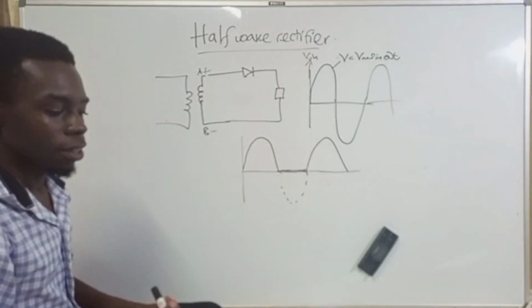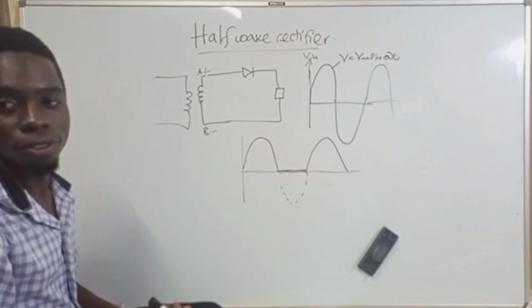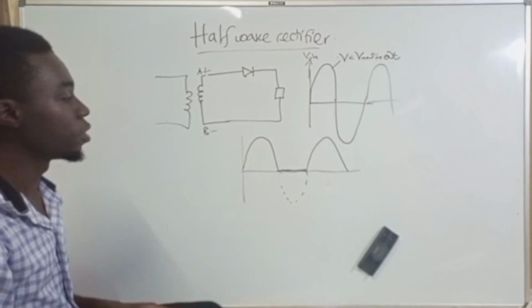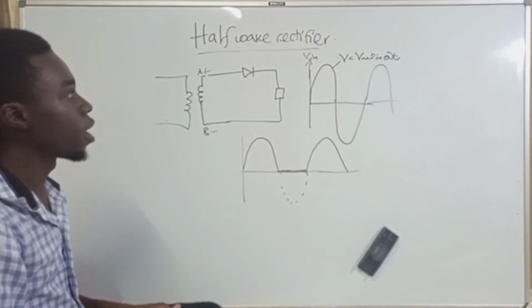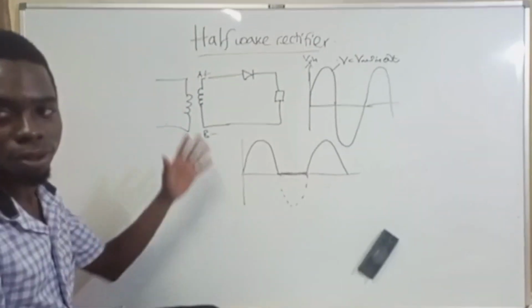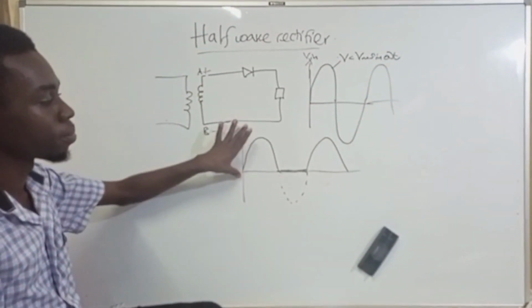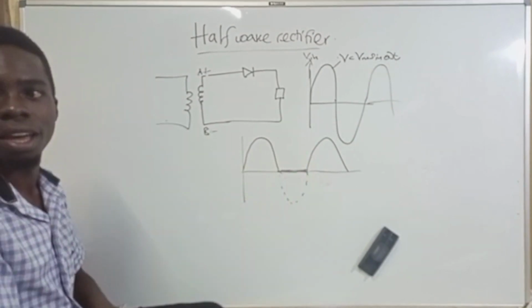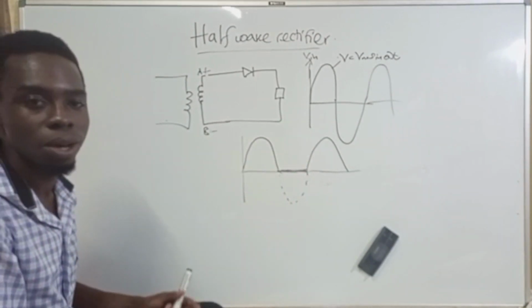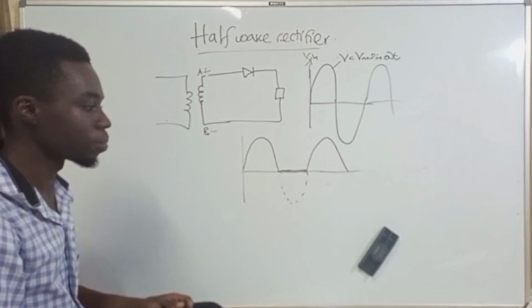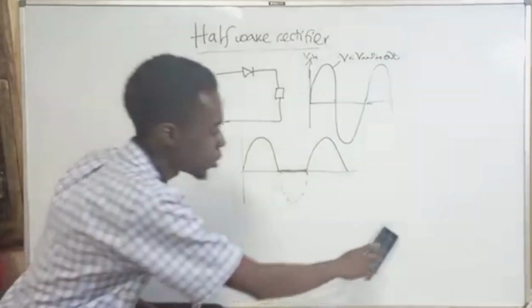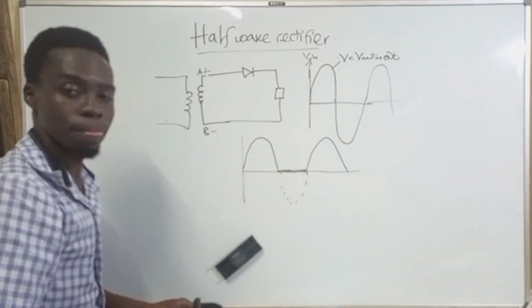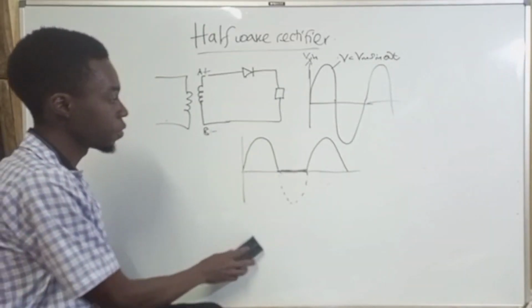So this brings us to what we call the efficiency of this half-wave rectifier. The reason it's called a half-wave rectifier is because it only rectifies during half the cycle, and during the other half of the cycle it does not do anything. So proceeding from there, let us look at what we call the efficiency of a half-wave rectifier.